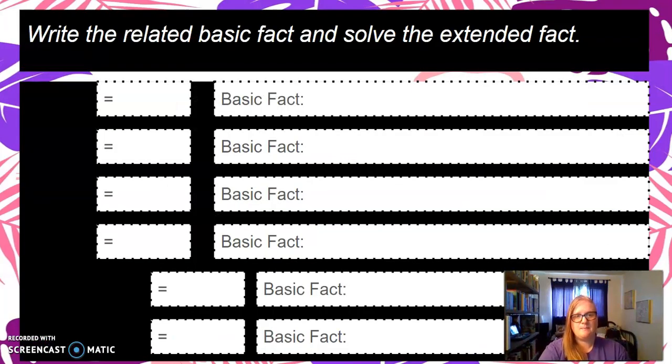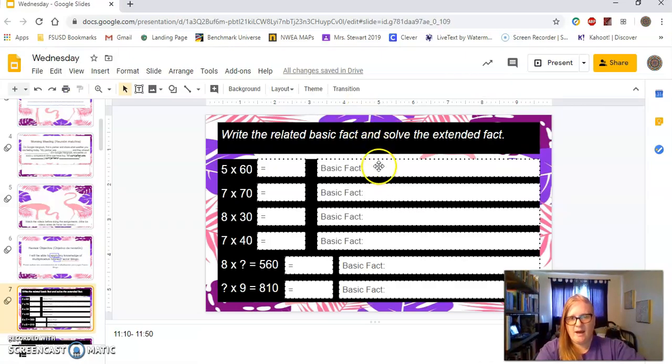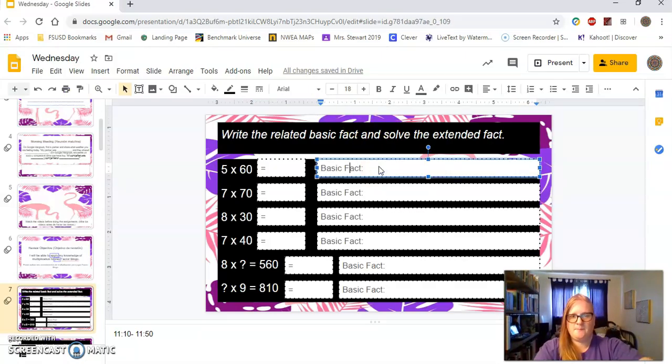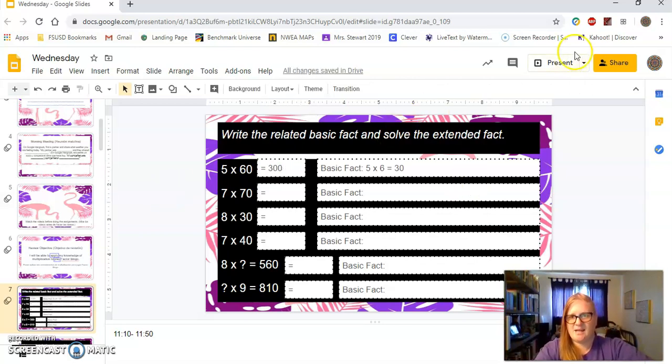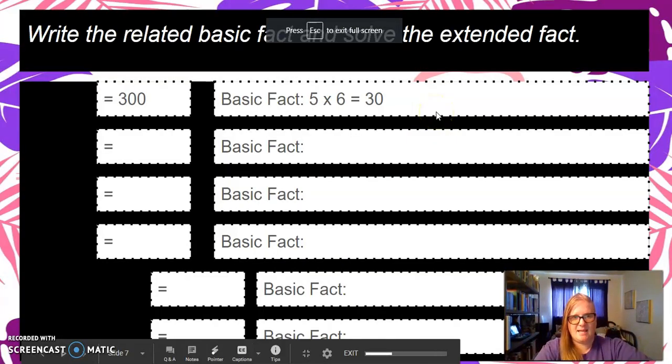So write the related basic fact and solve the extended fact. So 5 times 60 is the extended fact. What is the basic fact that would help with 5 times 60? Well, that would be 5 times 6 equals 5, 10, 15, 20, 25, 30. 30. So 5 times 60 would be 300. So that is how you will do the rest of this slide.